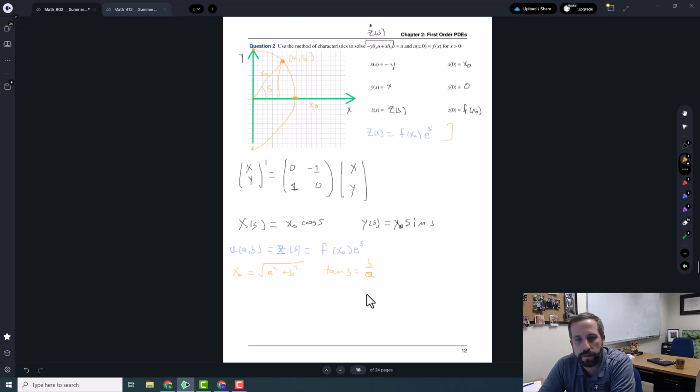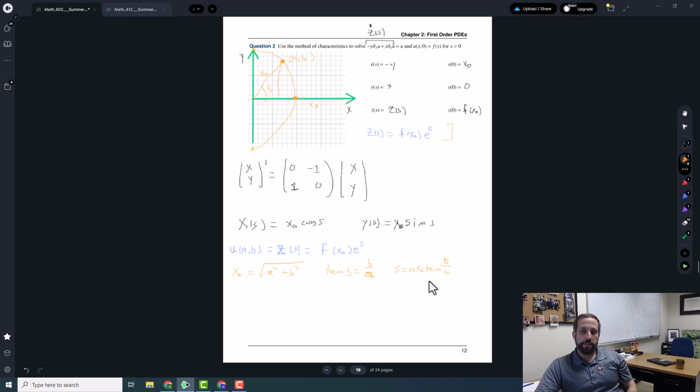Tangent of s is equal to b over a. So what this means is s is equal to arctan of b over a. Now this formula works only when s goes from minus pi over 2 to pi over 2.